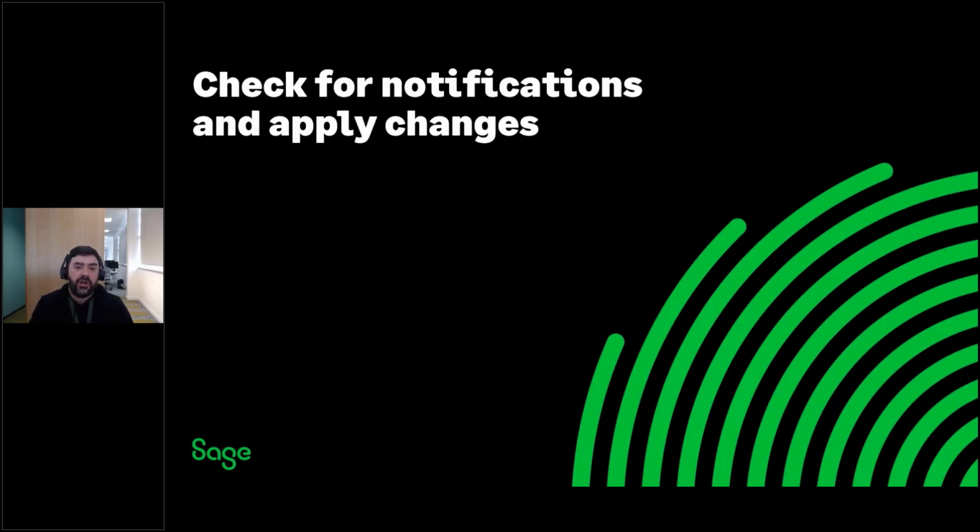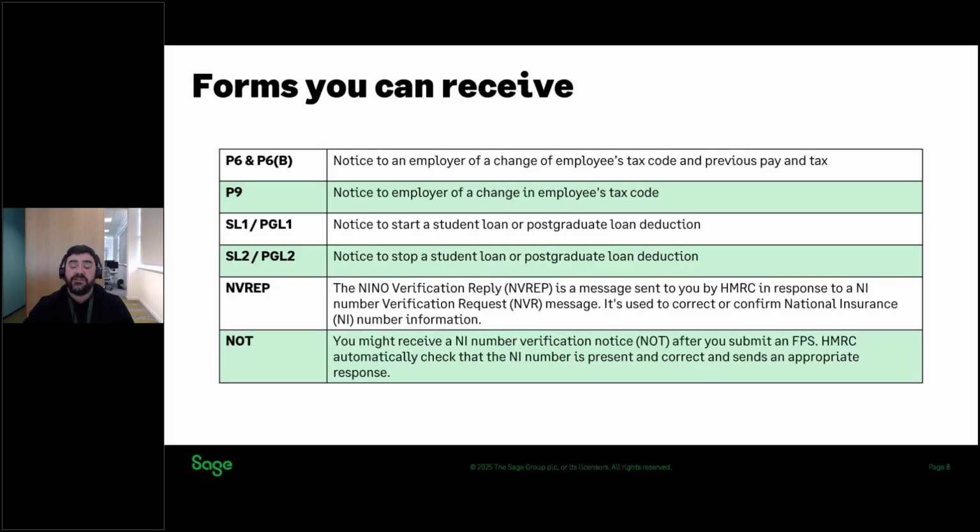We're going to try and show you a number of different notice types and how those changes can be applied directly to your employees. Now, before we go into the demo, let's just have a run through of the different forms you can receive into the secure mailbox. So I've got them listed here on the slide. The first two are tax code notices. So P6 and P6B is a notice to an employer to change an employee's tax code and often includes previous pay and tax for the current tax year. So these are in-year forms.